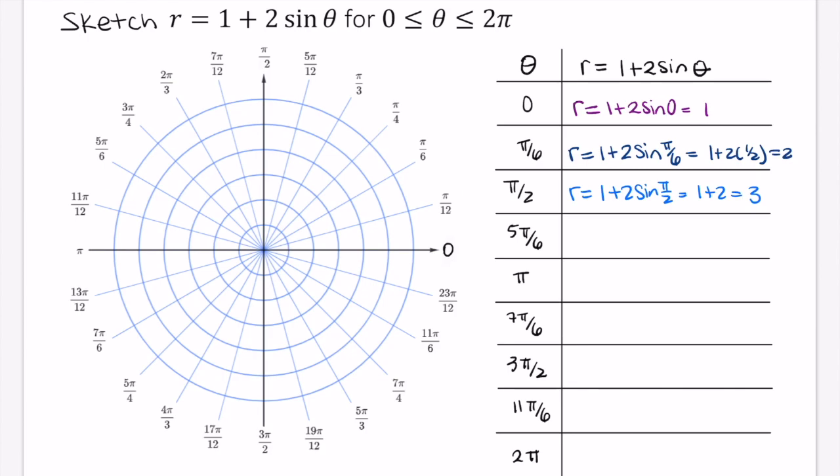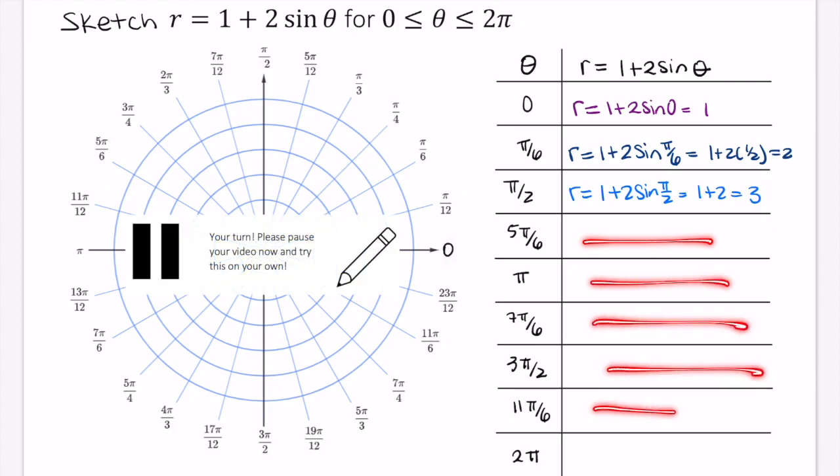Okay, so now that you got the hang of this, please keep going. Fill in the rest of these rows of this table. So pause your video and try this on your own. Please try filling in all these table values.